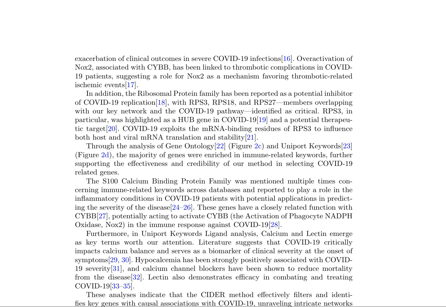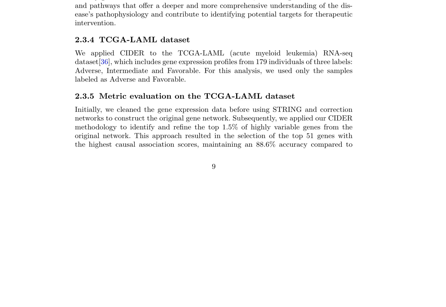Hypocalcemia has been strongly positively associated with COVID-19 severity, and calcium channel blockers have been shown to reduce mortality from the disease. Lectin has also demonstrated efficacy in combating and treating COVID-19. The CIDER method effectively filters and identifies key genes with causal associations with COVID-19, unraveling intricate networks and pathways that offer a deeper understanding of the disease's pathophysiology and contribute to identifying potential targets for therapeutic intervention.